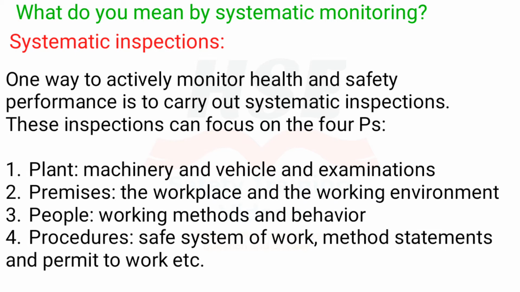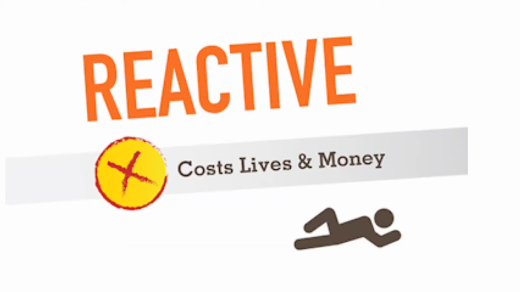1. Plant, machinery and vehicles, and examinations. 2. Premises, the workplace and the working environment. 3. People, working methods and behavior. 4. Procedures, safe systems of work, method statements and permit to work, etc.